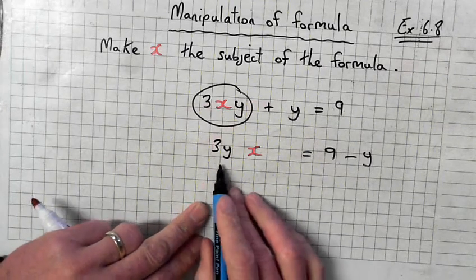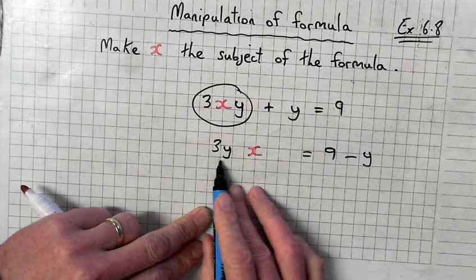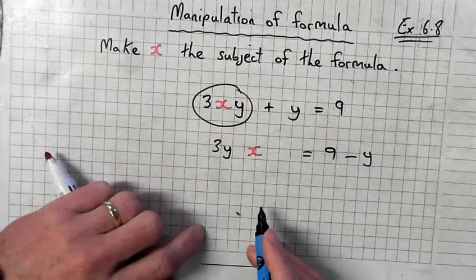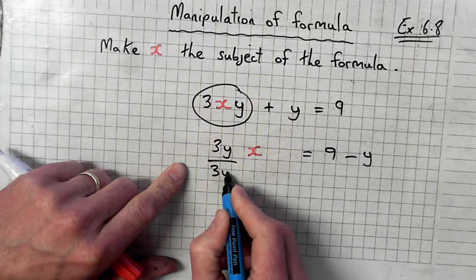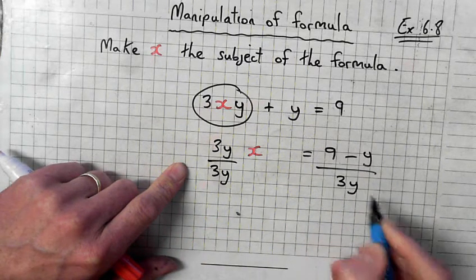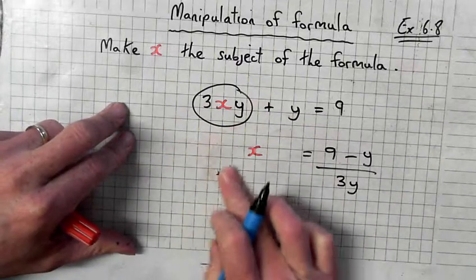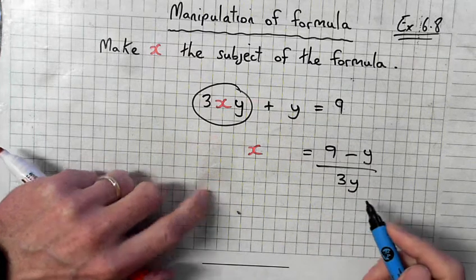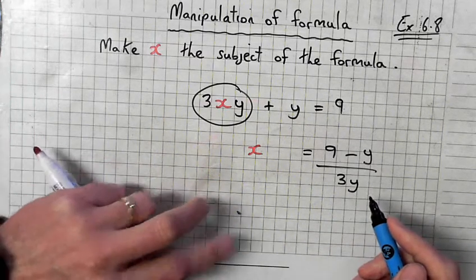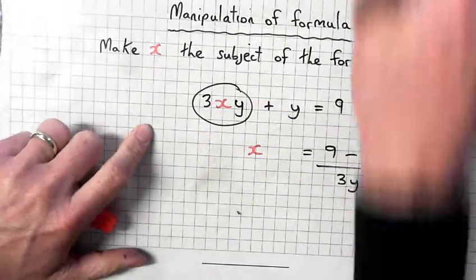Right, what do I need to get rid of now? I need to get rid of 3y. So what do I divide both sides by? I want to get rid of 3y, so divide both sides by 3y. 3y divided by 3y is 1. So 1x. x is equal to 9 minus y over 3y. That last step was important, getting rid of the 3y. Right, another one.